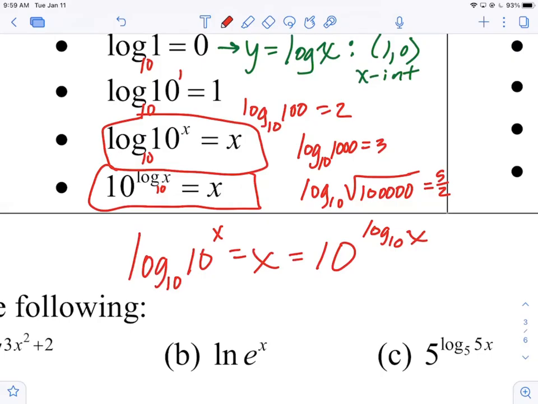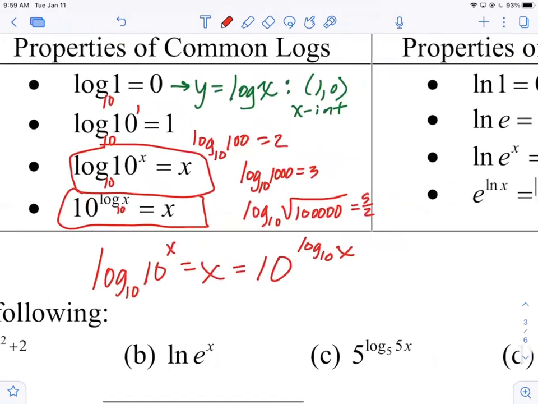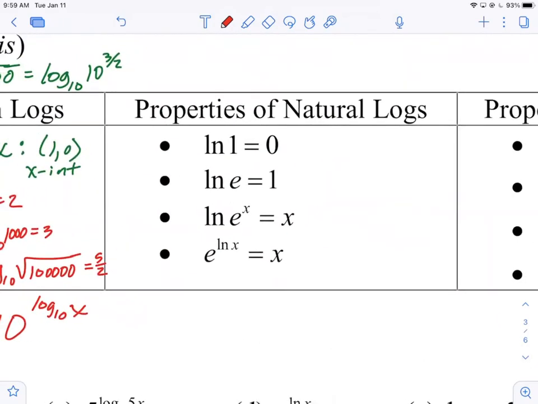Okay, now that's base 10. Remember, the natural base is base e, and we write that as ln. So when you see ln of x, that's really log base e of x. We want to try and think in terms of the natural log. So what's the natural log of 1? It's 0, because log base e of 1 is log base e of e to the 0. Now, what that means is on the graph of the natural log of x, there's an x-intercept at (1, 0).